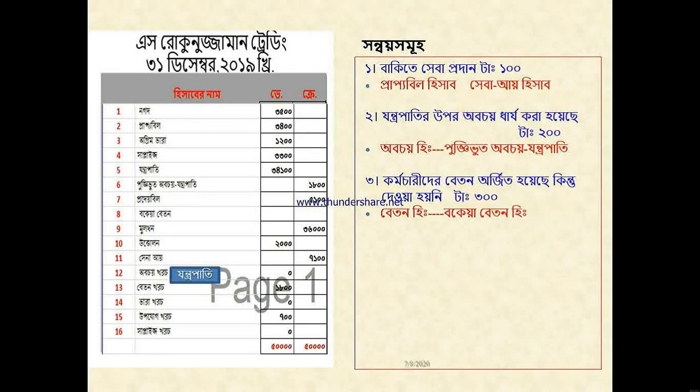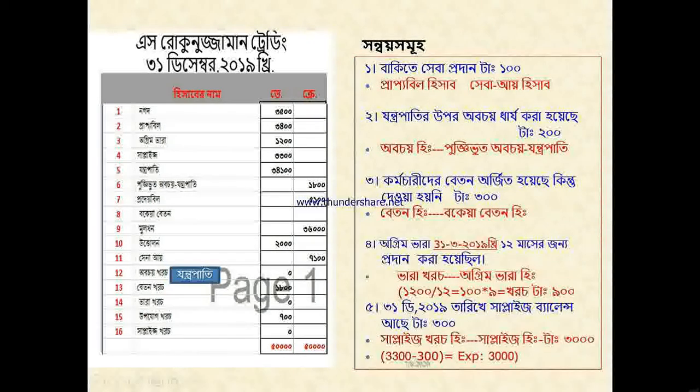Salaries have been earned by the company's employees, but the amount has not yet been paid. That means the salary is earned, but the amount has not yet been given to the employees. So the respective adjusting entries will be salaries expenses debit and salaries payable credit. How much amount? Taka 300. Next one.